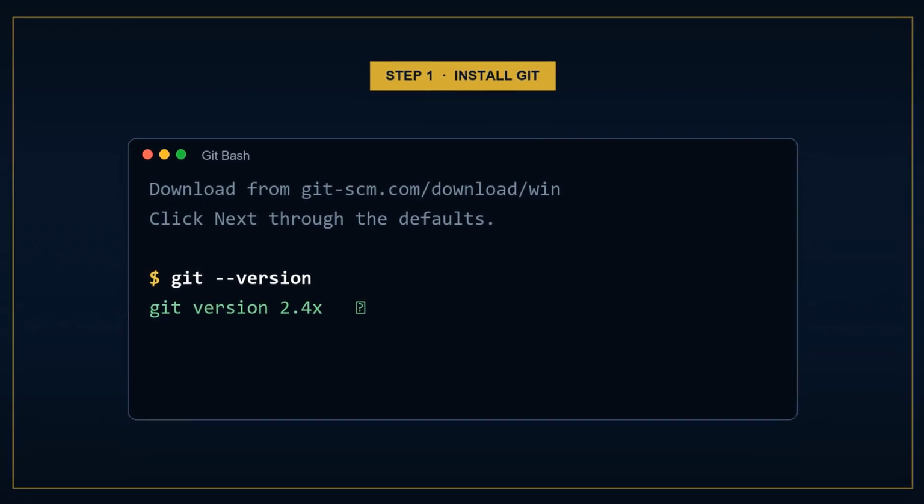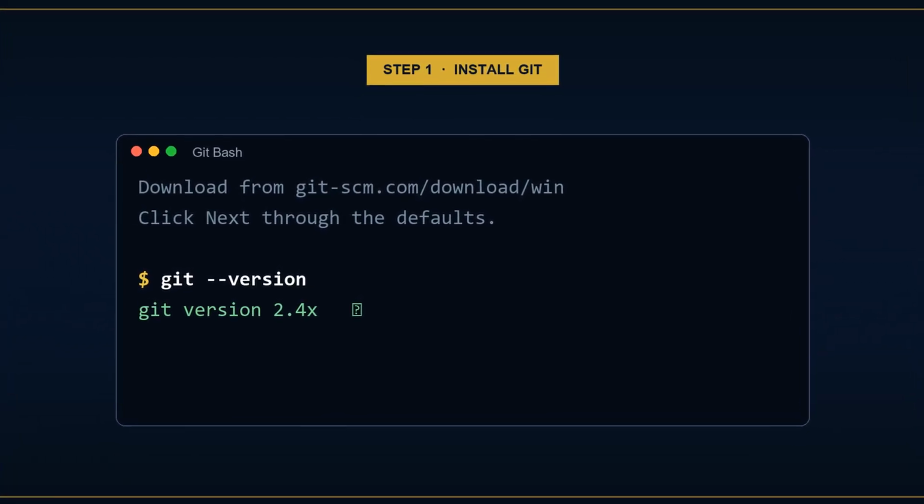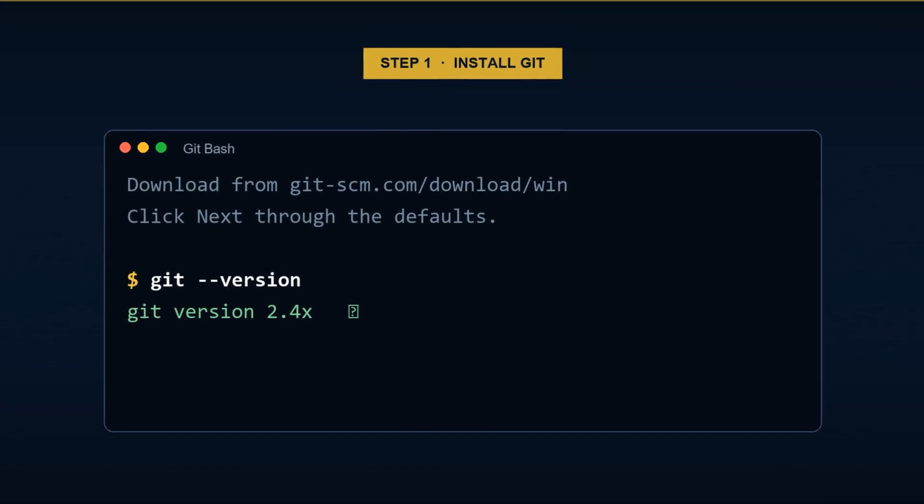Step 1. Install Git. Go to git-scm.com/download/win. Download it and click Next through the defaults. This gives you Git Bash, a simple command window. To check it worked, type git --version. If you see a version number, Git is installed.